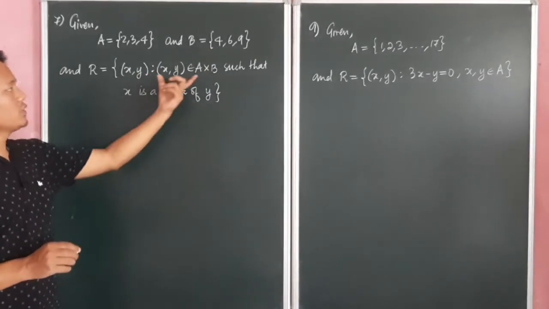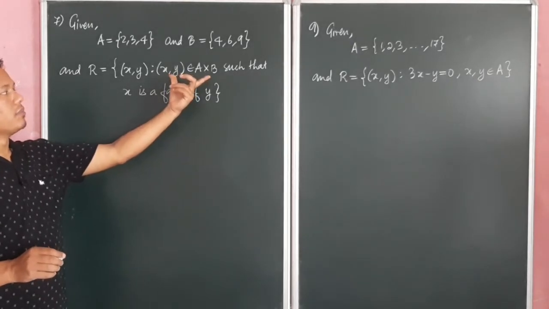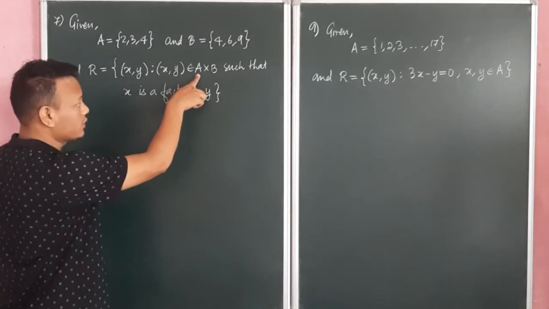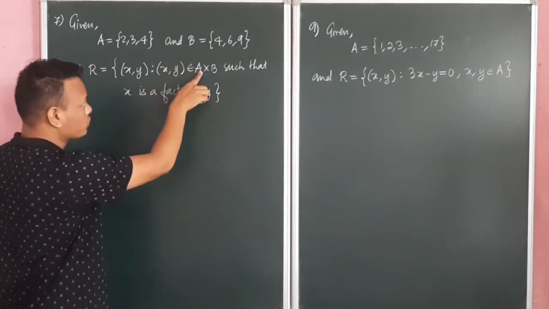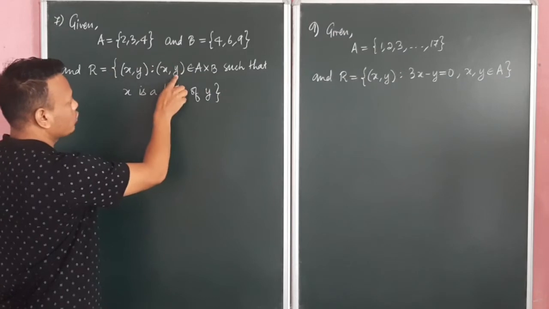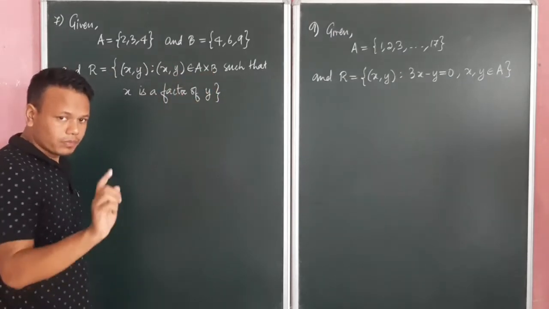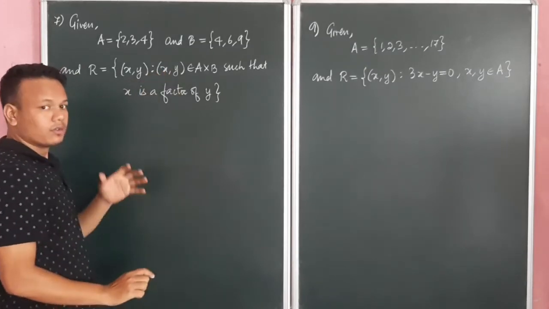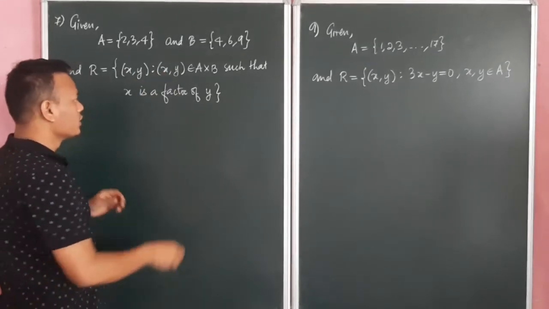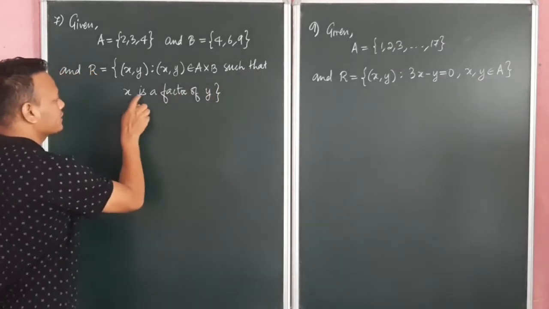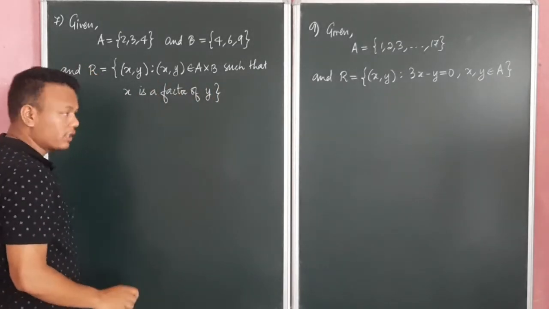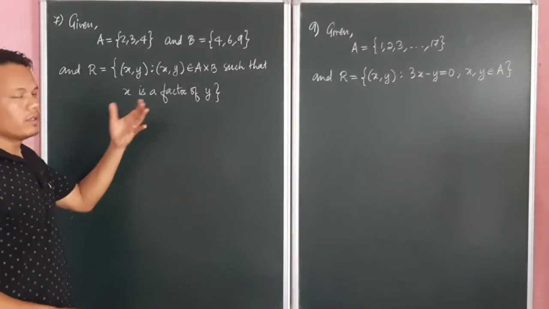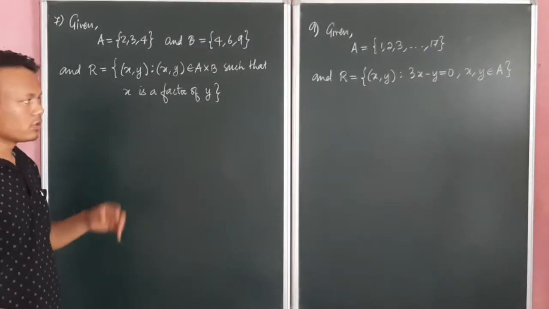Okay, now what is the meaning of this? The meaning of this is that the first element is coming from A, that means X should be chosen from A, and this Y is coming from B. Alright, now how this X and Y are related, that also should be known, isn't it? So it is given that X is a factor of Y. Now if this is the given relation, you have to write this relation in roster form. So that's what the question is asking.